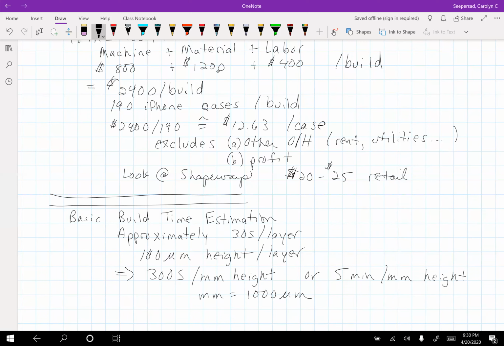So if a 100 micron layer takes you 30 seconds and you need to build a millimeter, you're going to have to do 10 of those 100 micron layers. And so 10 layers are going to take you 10 times 30 or 300 seconds, right? And so that also means that if that's a millimeter and a centimeter is 10 millimeters, then it's going to be 50 minutes per centimeter of height.